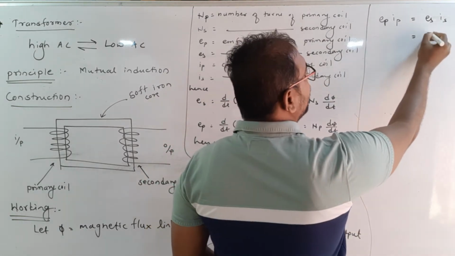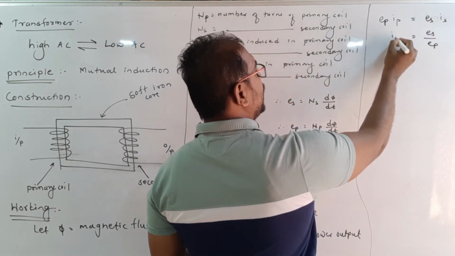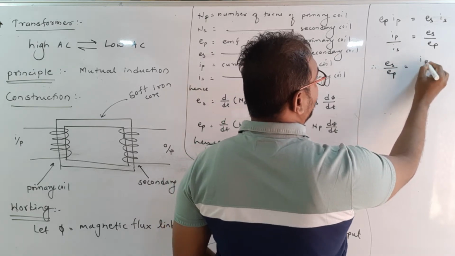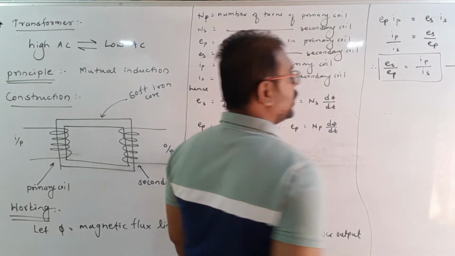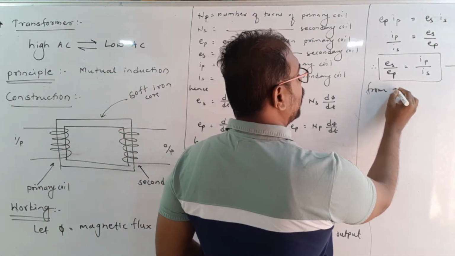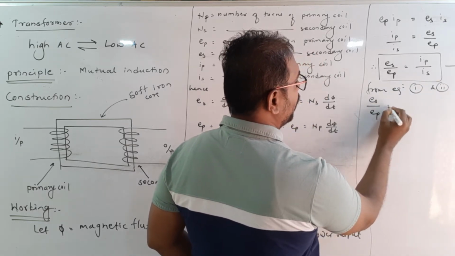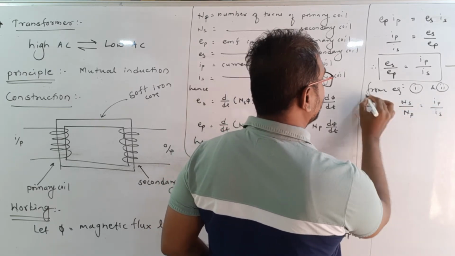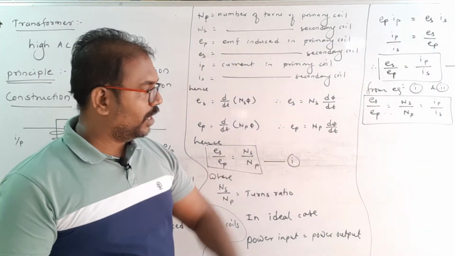By using that, we can shift EP to this side, so divide by EP, and IS we can shift to this side. IP divided by IS. Hence we get ES by EP is equal to IP by IS. This is equation number 2. You can see equation 1 and 2, one side is the same. From equation 1 and 2, we can write the first-hand formula for the transformer: NS by NP is equal to IP by IS.